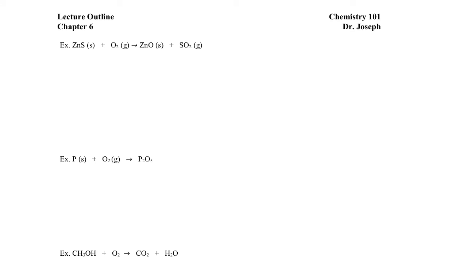Okay, so let's look at this next example. We have something called zinc sulfide over here on the left, combining with oxygen. So these are our reactants on the left. Our products have zinc oxide and sulfur dioxide on the right.